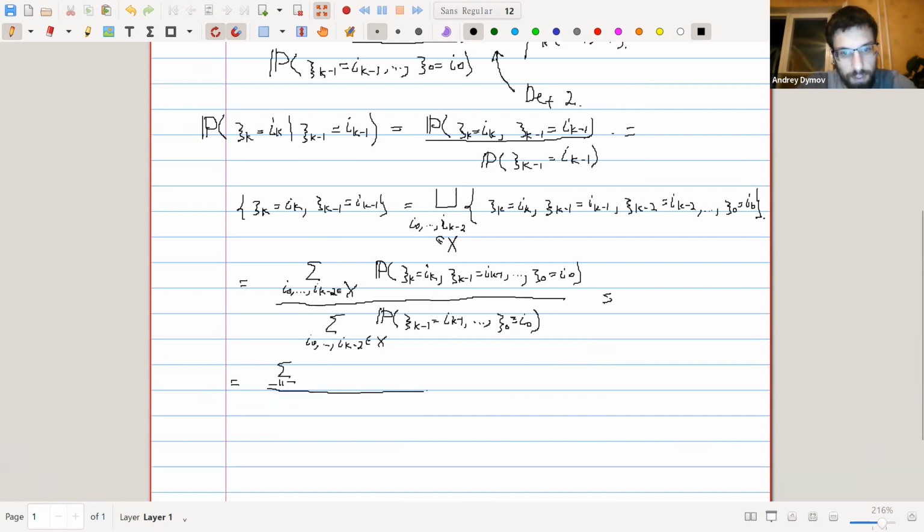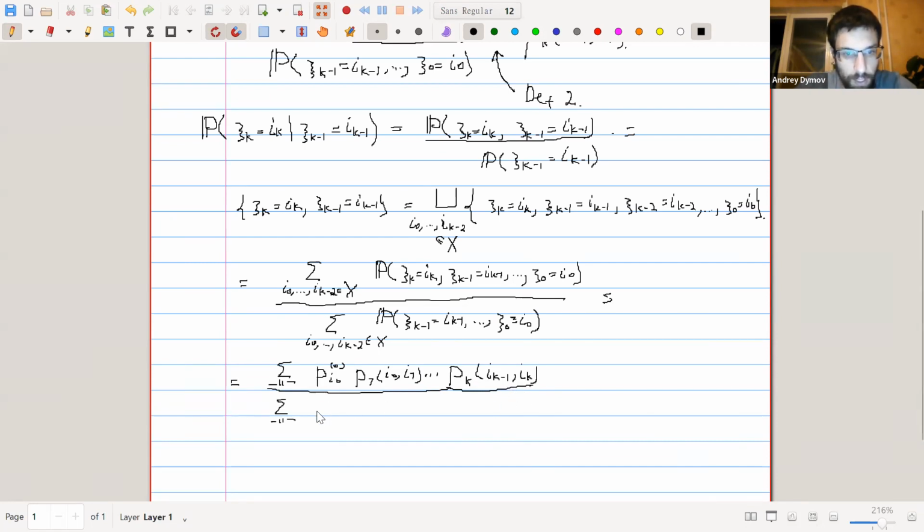The denominator, I have a similar situation. The summation is the same, but here I should write the initial probability to be at the position i0, then the probability to pass from i0 to i1 at the moment of time one, etc. Finally, the probability to pass at the moment of time k from position ik minus 1 to the position ik.